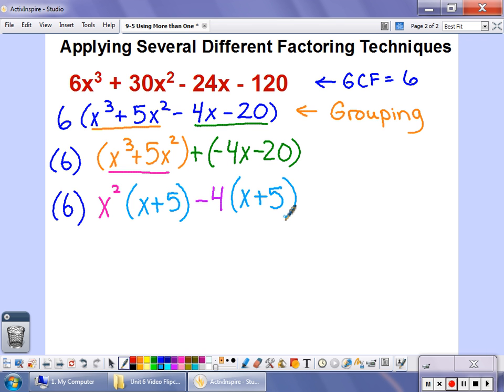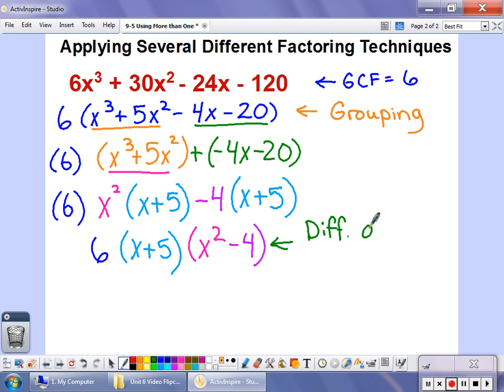So to finish this off right now, this grouping part, I've got my original GCF. I have my factor, my x plus 5. And I also have this x squared minus 4. And hopefully you notice right here, this x squared minus 4, again, is our difference of squares. So this x squared can be broken down to be x and x. This minus 4 is going to be 2 and negative 2.